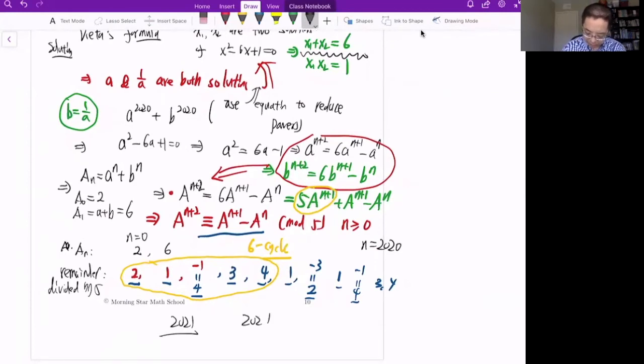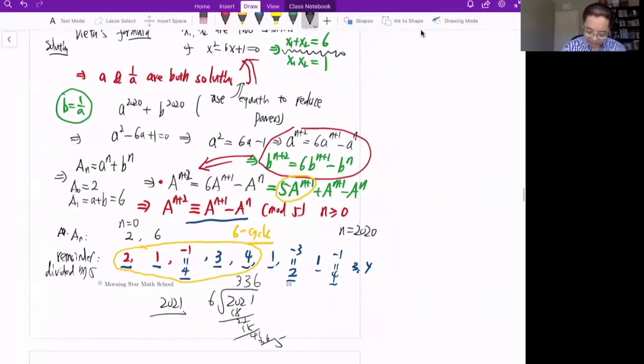So 2020 divided by 6: 3 times 6 is 18, bring down, 6 times 6 is 36, so the remainder is 5. Now, the position where the remainder is 5 is identified as 4. So the conclusion: a_2020, the remainder is 4 when divided by 5.